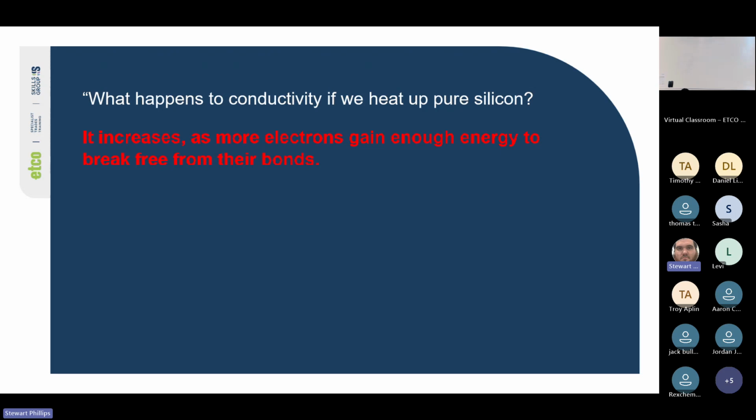So as we heat an atom, basically the vibration of the atoms increases. So as we heat, the atoms actually start to move, and so the electrons gain more energy and can break away.